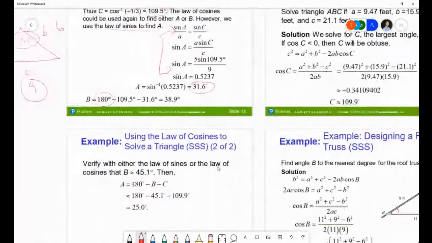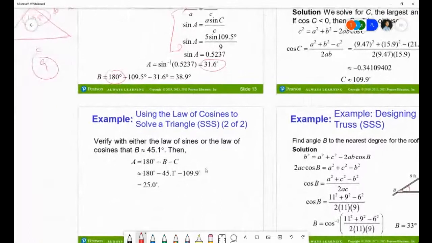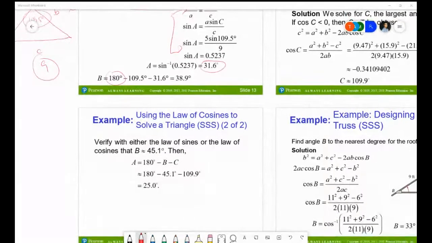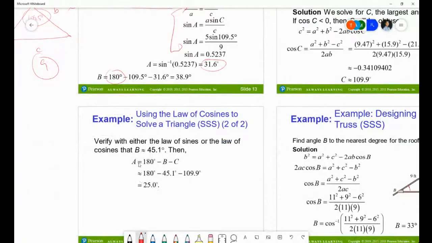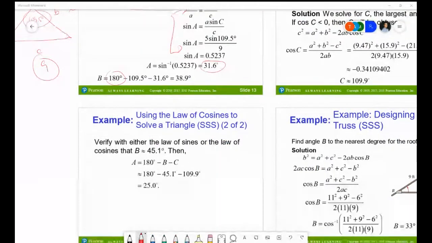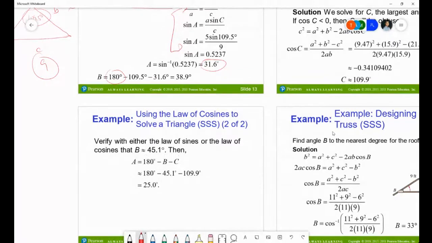All right, let's look at B. Elena, you got 45 degrees, and for A, you got 25. Okay, very good. So B here is 45.1 degrees and A is 25 degrees. We use the law of sine, and then we subtract from 180 to find the third angle.